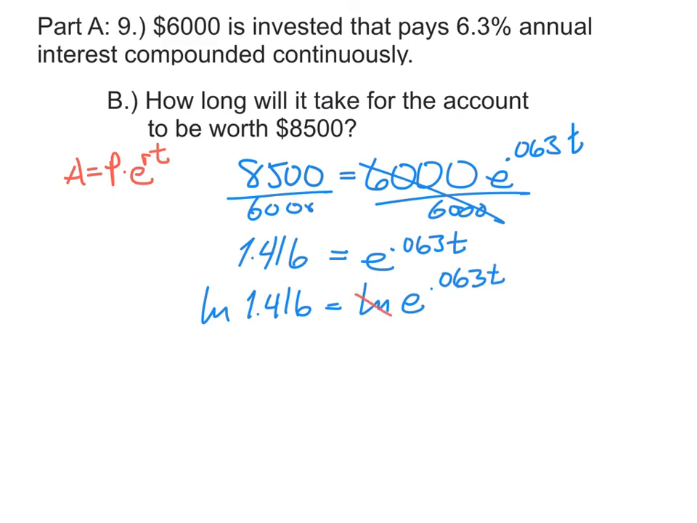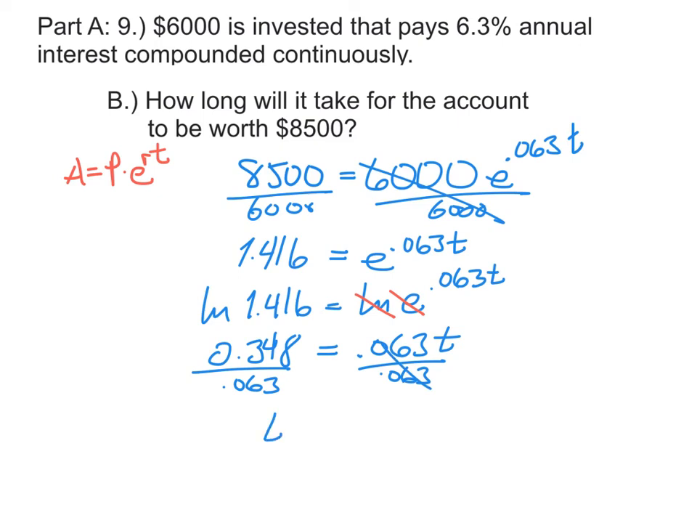On the right side, the natural log and e will cancel. On the left side, we'll get a decimal of 0.348. On the right side, we're left with 0.063 t. So divide by 0.063 to finish it off. And you'll find out that t is equal to 5.528. Now remember, this is a word problem, so that 5.528 is really 5.5 years.